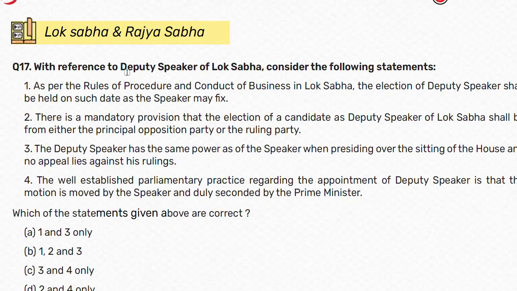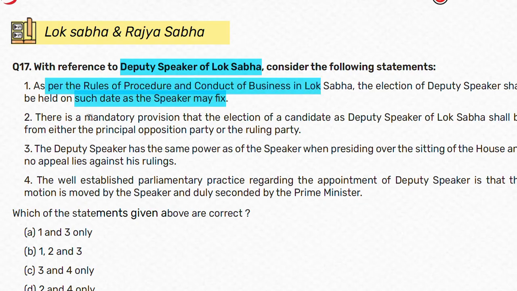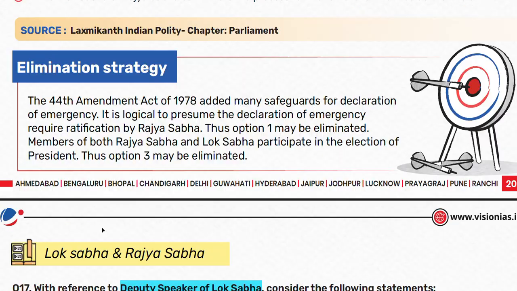Okay. Now next question. With reference to the Deputy Speaker of the Lok Sabha, consider the following. As per the rules of procedure, the election of the Deputy Speaker shall be held on such day as the Speaker may fix. Correct. There is no mandatory provision that the candidate for Deputy Speaker of the Lok Sabha shall be from either the principal opposition party or the ruling party. It is a convention only. So two has gone. One is true, so A will be the correct answer.